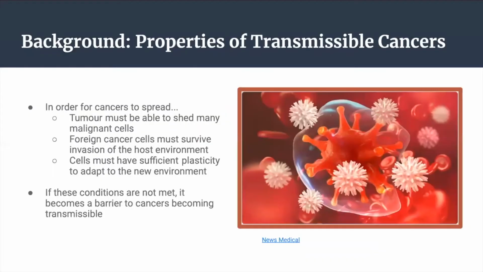The following factors have been identified as essential in order for cancer to spread. 1. The tissues of the tumor must encourage shedding of many malignant cells. 2. The environment of the new host must allow the invasion of these foreign cancer cells in order for them to survive. And 3. The tumor must have sufficient cell plasticity, which is the occurrence of molecular and phenotypic changes. This is required so the cells can adapt in response to environmental changes of a new host. Barriers that can prevent the transmission of cancers are ones that don't conform to these requirements.